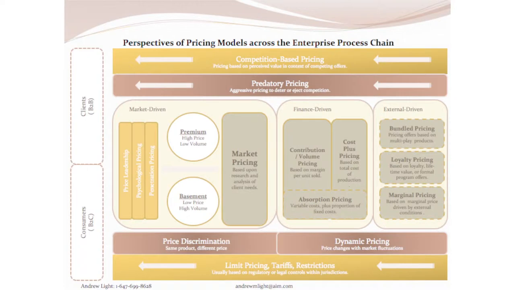Marginal pricing, based on the marginal price driven by external conditions, so not necessarily covering all your costs, but covering some of those costs for a given period in order to see yourself through. The finance-driven one, cost-plus pricing, is pretty obvious: what it costs to make it. But like absorption pricing, where, for example, you're making 10 different products and some of those fixed costs are spread across lots of the products, how do you then proportion that across all the things that you're making?